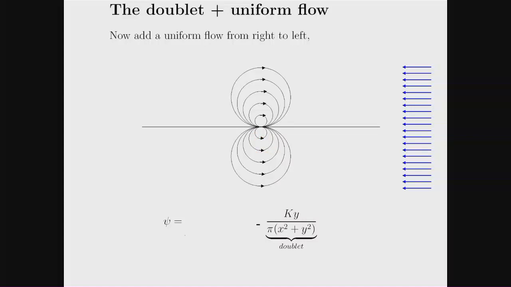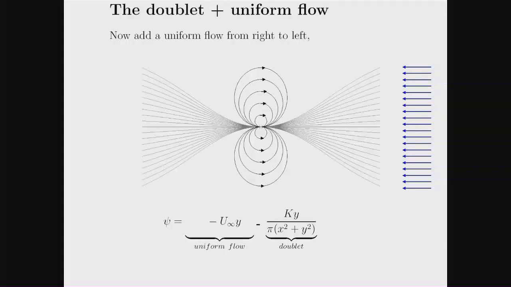And when I have a uniform flow which is moving from right to left, I'm going to get very, very different flow features. You can see that all the streamlines get sucked into the origin instead of getting a flow over a cylinder. So you must be careful with your signs when dealing with doublets.